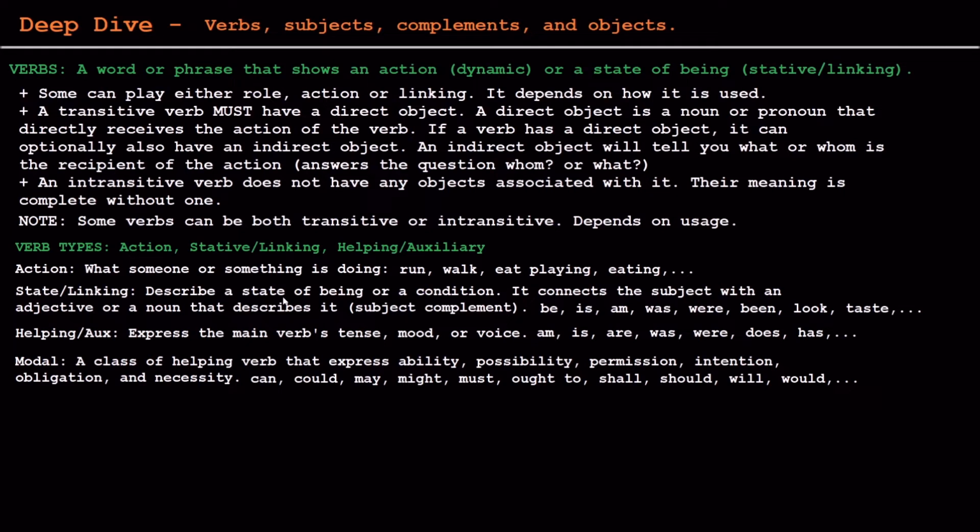Now, an indirect object is going to tell you who or what is the recipient of an action. For example, Jimmy hit the ball, right? That's giving you Jimmy is the subject, hit is the verb, and the ball is an object. If I wanted to add an indirect object, I could do it two different ways. I could say Jimmy hit the ball to Troy.